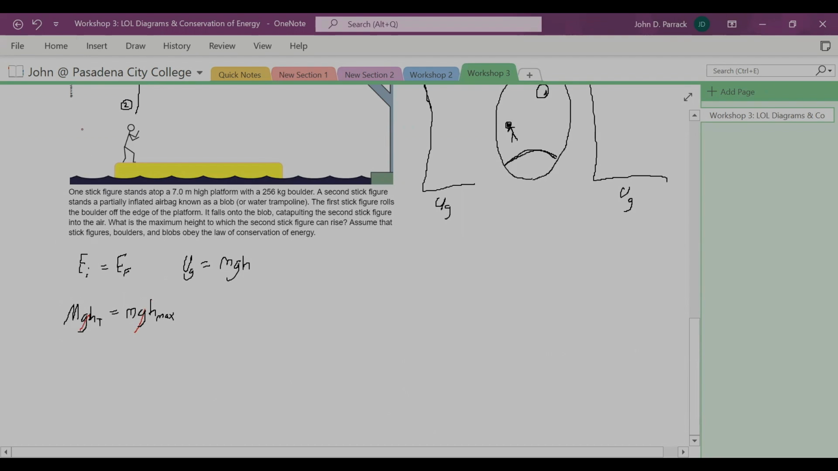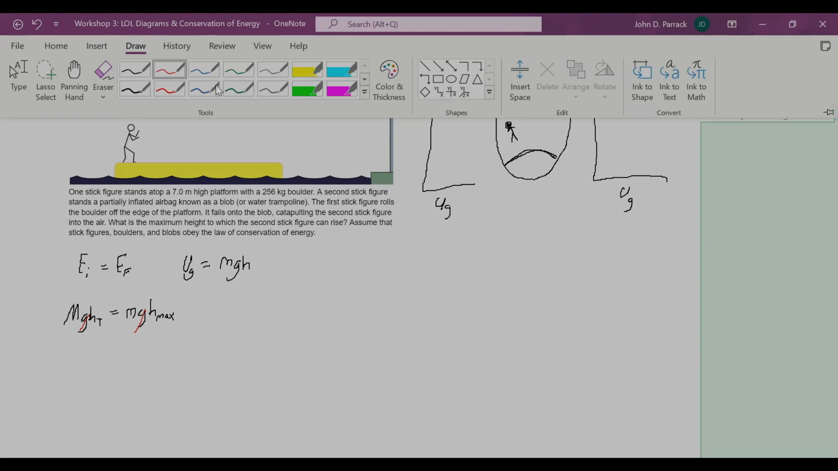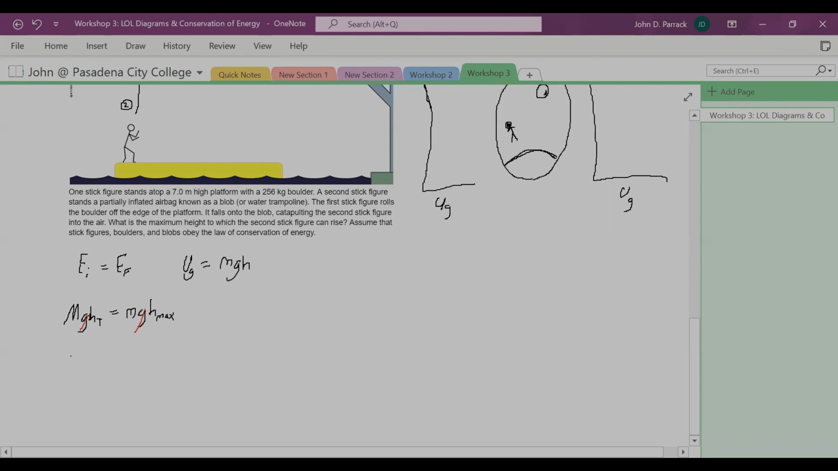Okay. And then what did I want to solve for? I wanted to solve for H max. Okay. So I've got a capital M here. I've got HT. It's the height of the tower. They told us that was 7 meters. And then we divide that by the mass of the stick figure. And that should tell us H max.